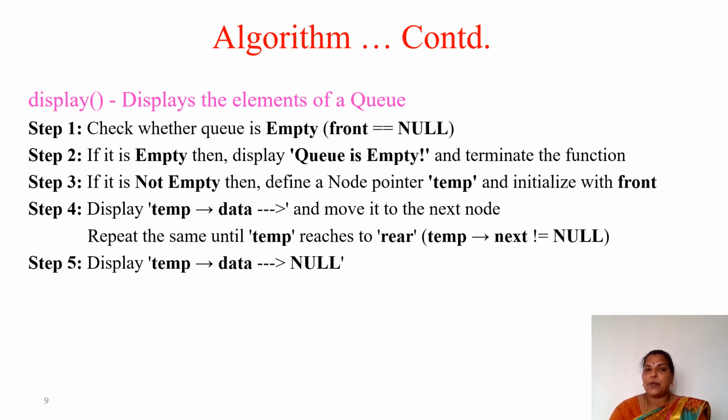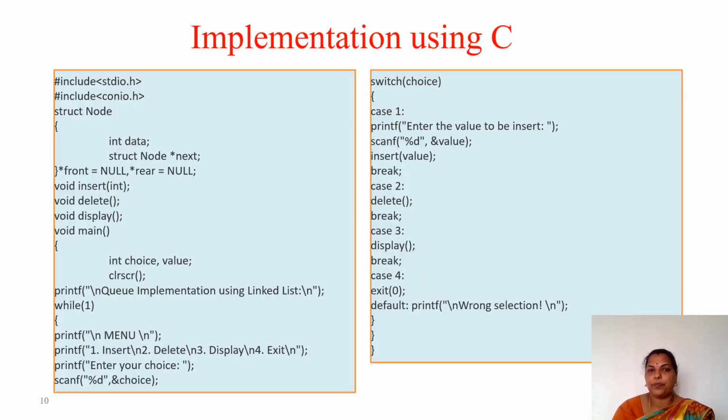Next is display, that is, we are displaying the contents of the elements of the queue. We are checking whether queue is empty or not, that is, front equal to null we are checking. If it is empty, then we are displaying that queue is empty. If it is not empty, then we are defining a node pointer temp. From first to last element, we have to traverse and display the contents of the queue, the linked list. So display temp point to data for all the elements and move to the next node. Repeat the same until temp reaches rear, that is, up to the last node. We have to display the content of the queue.